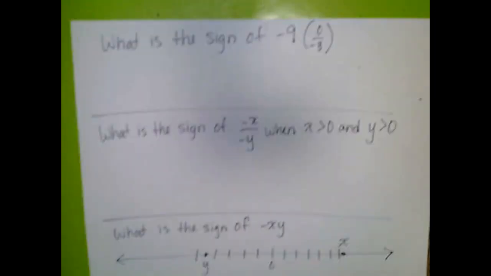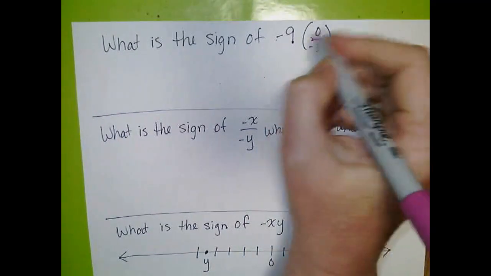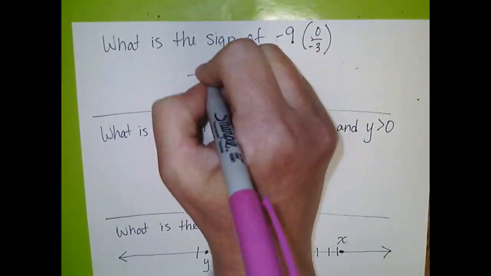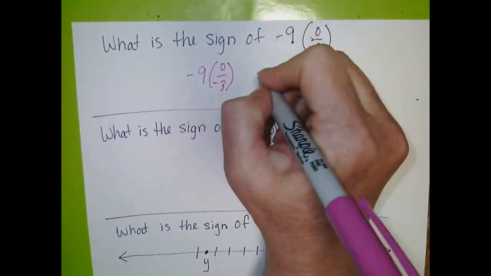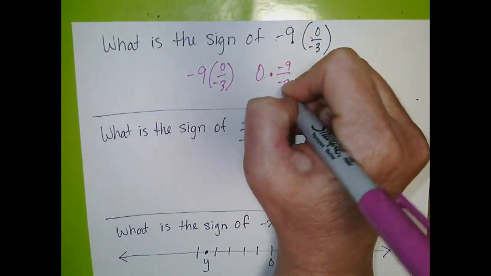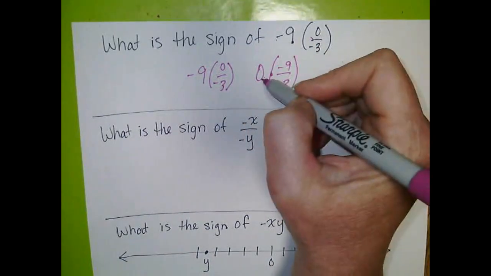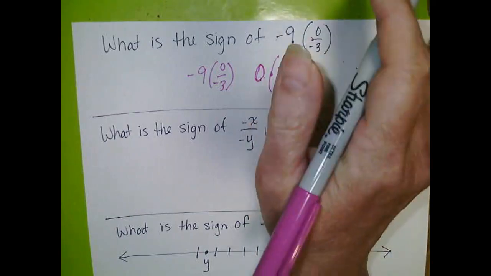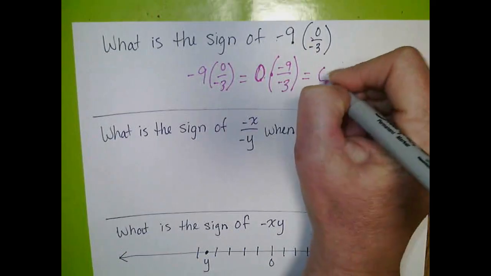All right, we got one more right here. What is the sign of negative 9 times 0 over negative 3? This one's interesting. I'm going to switch these right quick. Negative 9 times 0 over negative 3. I'm going to switch these, and I have 0 times negative 9 over negative 3. Honestly, you guys, I don't have to do anything else. You want to know why? Because if you multiply 0 to any number, doesn't matter what kind of number it is, your answer is going to be 0.